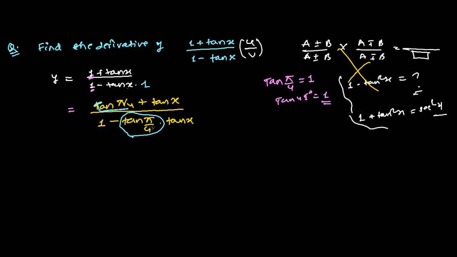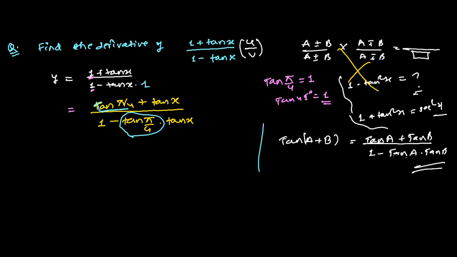So what is this formula? Yes, you might be remembering, this is tan of a plus b. Tan of a plus b is actually tan a plus tan b divided by 1 minus tan a times tan b. So this is the formula we made here. So further we can write it as tan of pi by 4 plus x. See how simple it is now. Our y is very simple. Now we can differentiate both sides with respect to x.